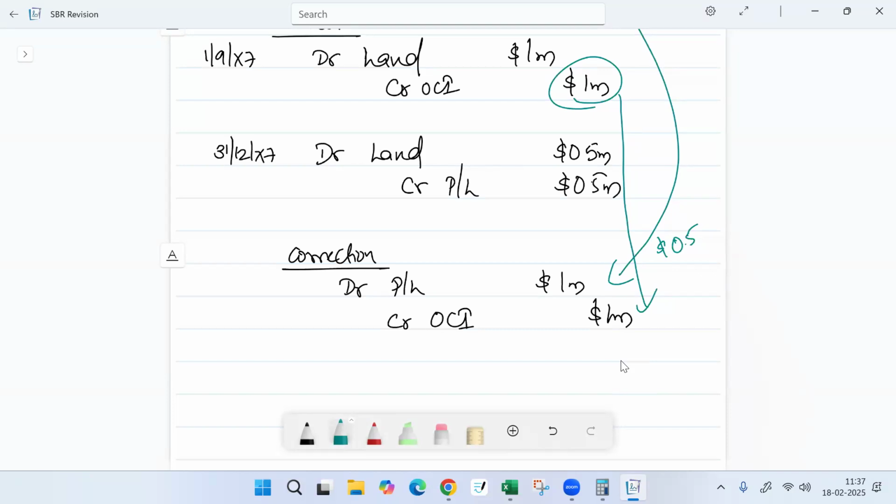So when an owner-occupied property becomes an investment property, CL should record the difference as what? As a revaluation surplus. So on 1st September, CL should recognize a gain of $1 million in other comprehensive income. The subsequent gain of 0.5 should be recognized in profit or loss. However, what did they do? They recognized the entire gain of 1.5 million in profit or loss. Hence, CL should rectify this by posting an entry debiting the P&L by 1 million and crediting the OCI by 1 million.